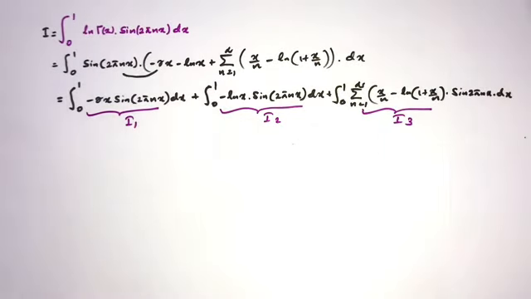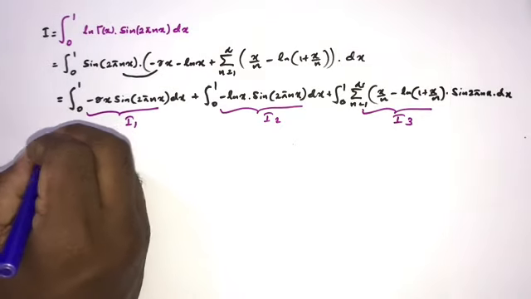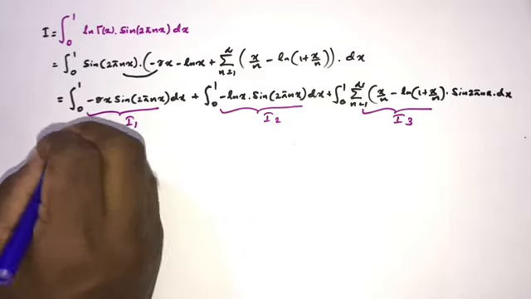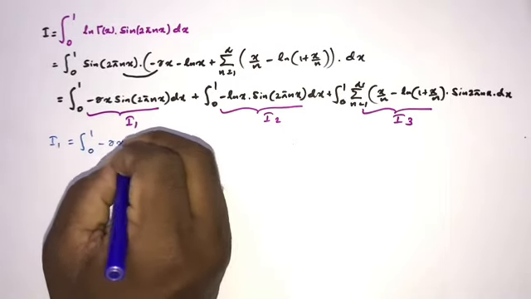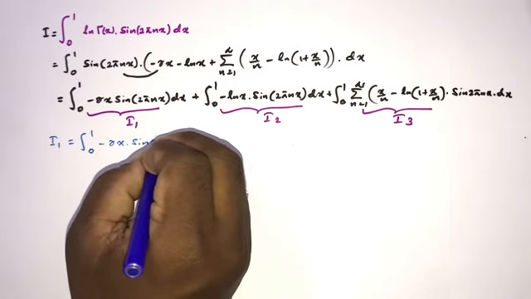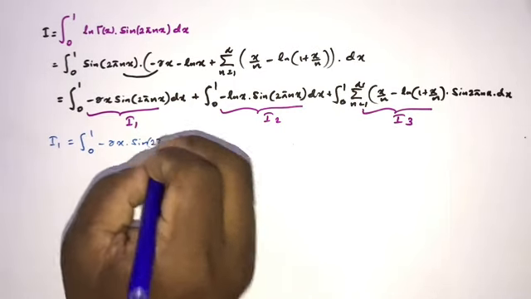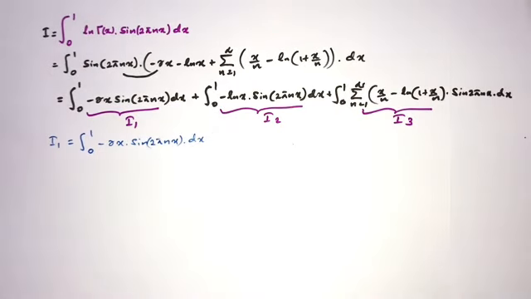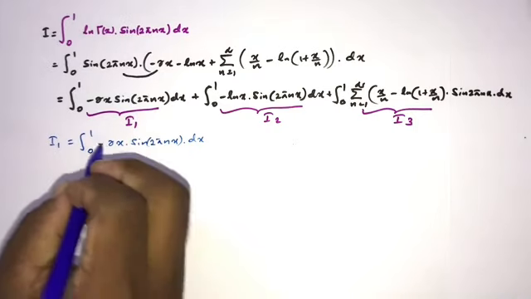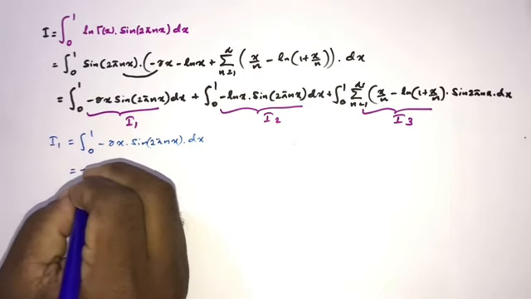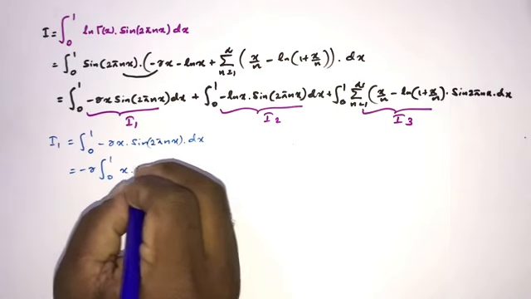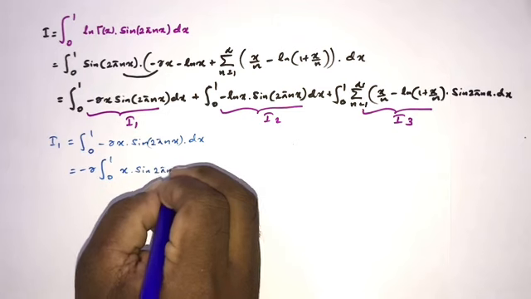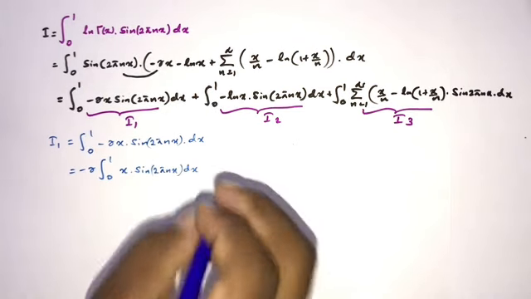Let's evaluate I1. We know I1 is equal to the integral from 0 to 1 of minus gamma times x times sine of 2 pi nx dx. How to evaluate this integral? First, minus gamma is a constant, so we can take it outside of the integral sign. Integral from 0 to 1, here we have x times sine of 2 pi nx dx.